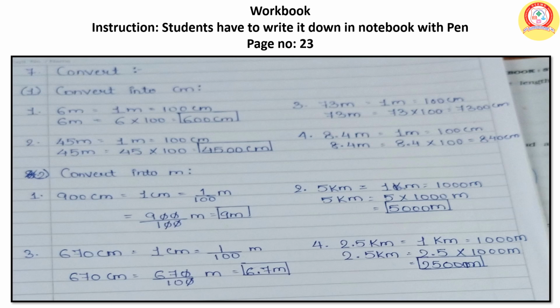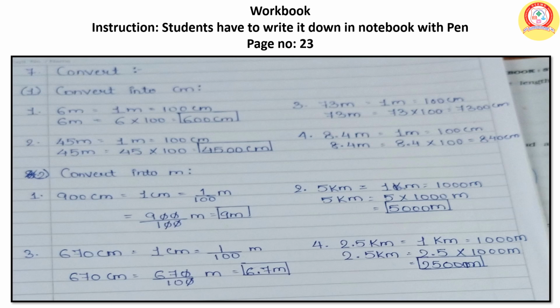Now let's move to the second sum. 45 meter. When 1 meter is equal to 100 centimeter, then 45 meter is equal to 45 into 100. You will get 4500 centimeter. In the third sum, 73 meters. When 1 meter is equal to 100 centimeter, then 73 meters is equal to how much, children? 73 into 100, you will get 7300 centimeter.